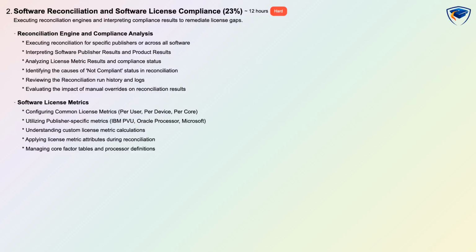The syllabus trains you to identify causes of not compliant results, review reconciliation history and logs, and evaluate the impact of manual overrides. You will also configure common and publisher-specific license metrics like per user, per device, IBM PVU, Oracle processor, and manage core factor tables and custom metric calculations used during reconciliation.